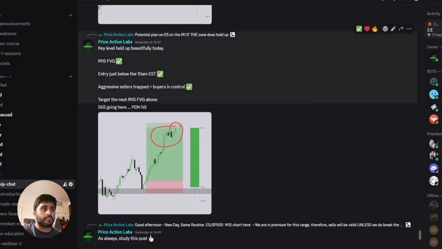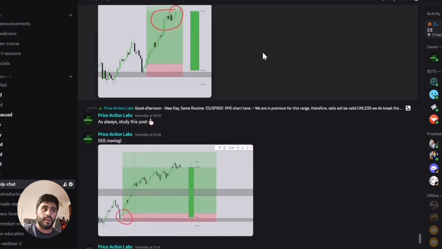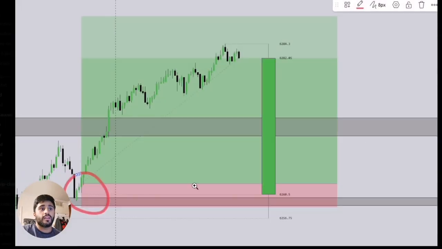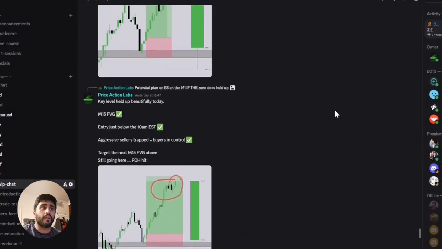So again, 15-minute fair value gap just below the 10 a.m. Eastern, aggressive sellers trap, buyers in control, right? Previous day high hit. So if you want to catch these high risk reward trades like this, you need to understand where the buyers are entering the market, right? Where are the buyers entering the market?